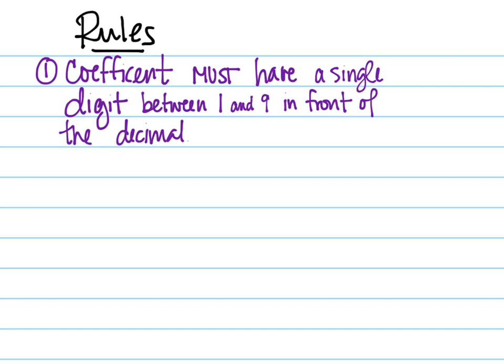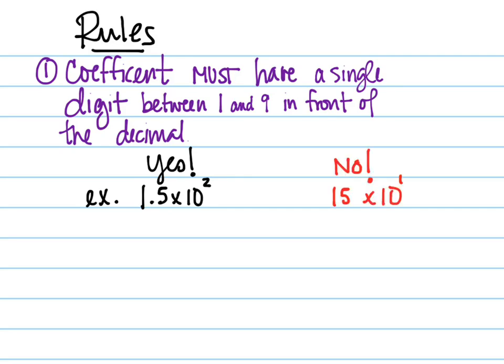There are some rules when writing numbers in scientific notation. And the first one, a very important one, is that the coefficient must have a single digit between 1 and 9 in front of the decimal. So 1.5 times 10 to the second is totally legal. 15 times 10 to the first? No, not at all. 9.999 times 10 to the fourth? Awesome!